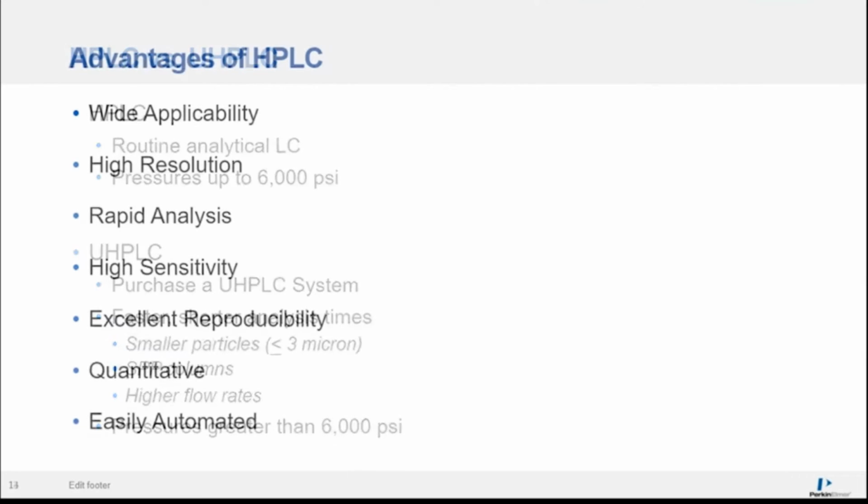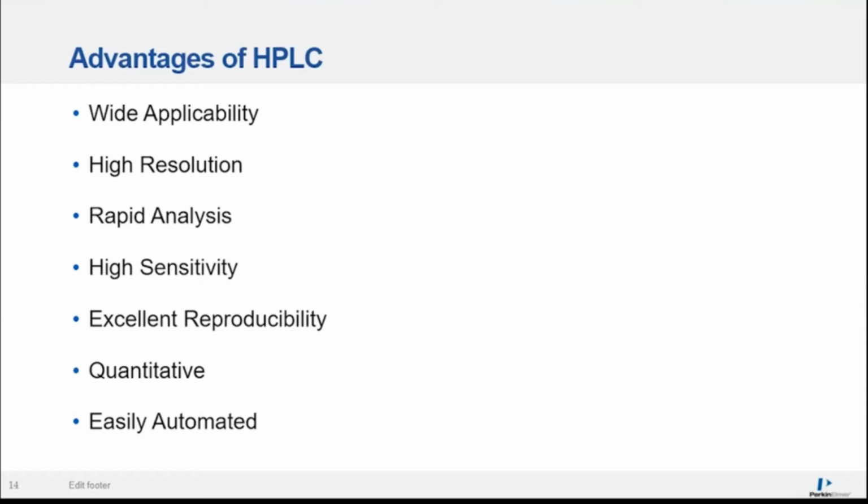Now, why is HPLC the most widely used technique in the world? It's very simple. We have one requirement. Can you dissolve your sample in any liquid? If you can dissolve it, we then theoretically can analyze it by LC. Hence, HPLC is widely applicable. We have high resolution with our new columns and our pumps, allowing us to separate multiple components. We can do analyses in 3 to 10 minutes that used to be done over hours.